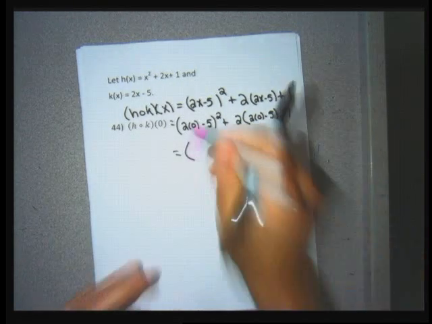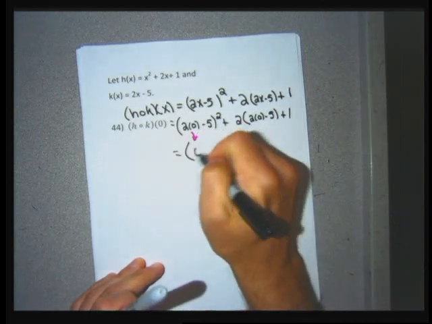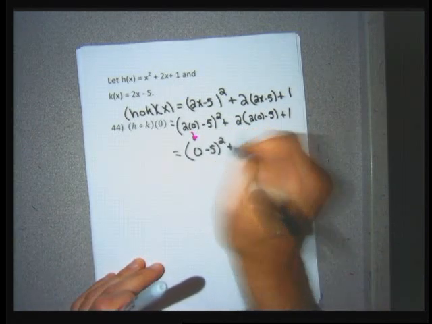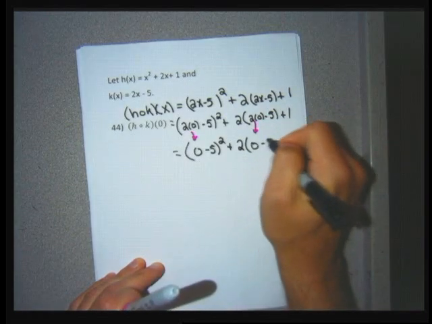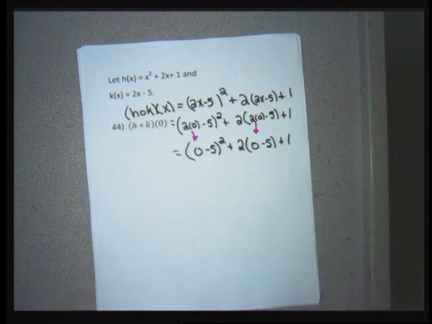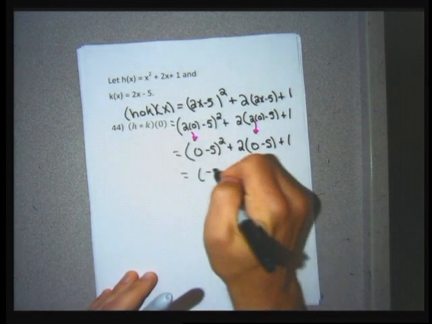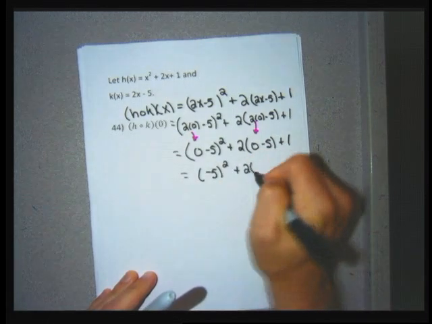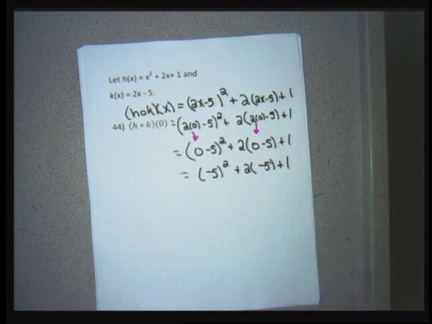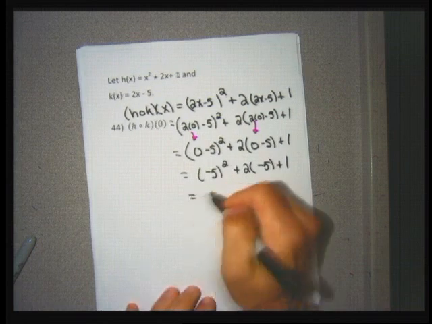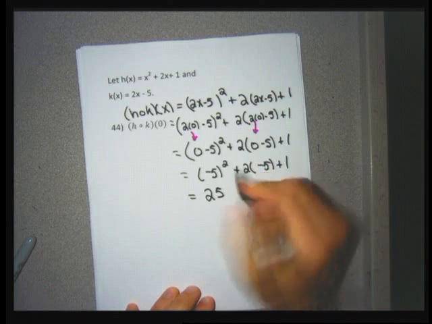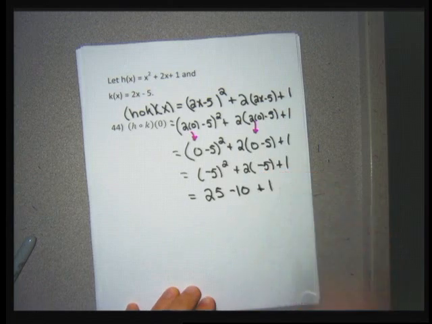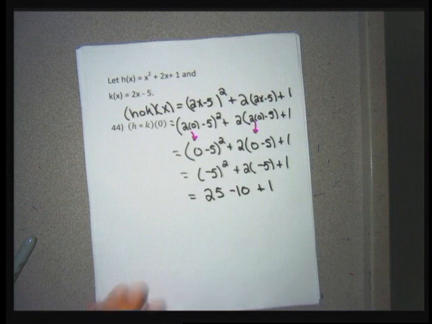In the first parentheses, 2 times 0 is 0. Similarly, in the second parentheses, 2 times 0 is 0. Each parentheses comes out to be -5, because 0 minus 5 is -5. So I get -5 quantity squared plus 2 times -5 plus 1. -5 squared means -5 times -5, which is positive 25. For the next place, I can write plus -10, or I can write just -10. It's easier to write just -10. And the plus 1 hangs around, and that simplifies to be 16.